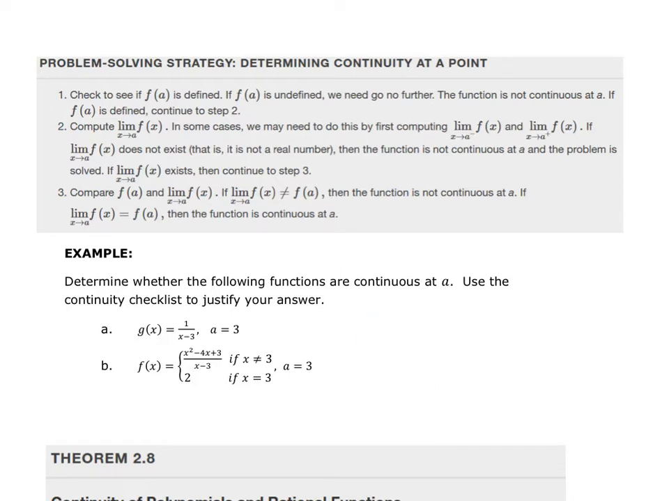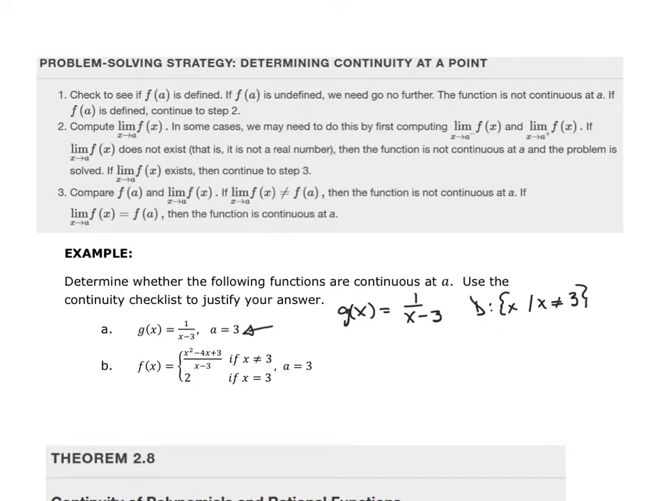So as we take a look at our first example here, what we want to do is determine if it's continuous at a, and if it's not continuous at a, can we determine what kind of discontinuity? So for this, a is 3. Now we know in the function g of x equals 1 over x minus 3 that the domain is all values with the exception of 3.